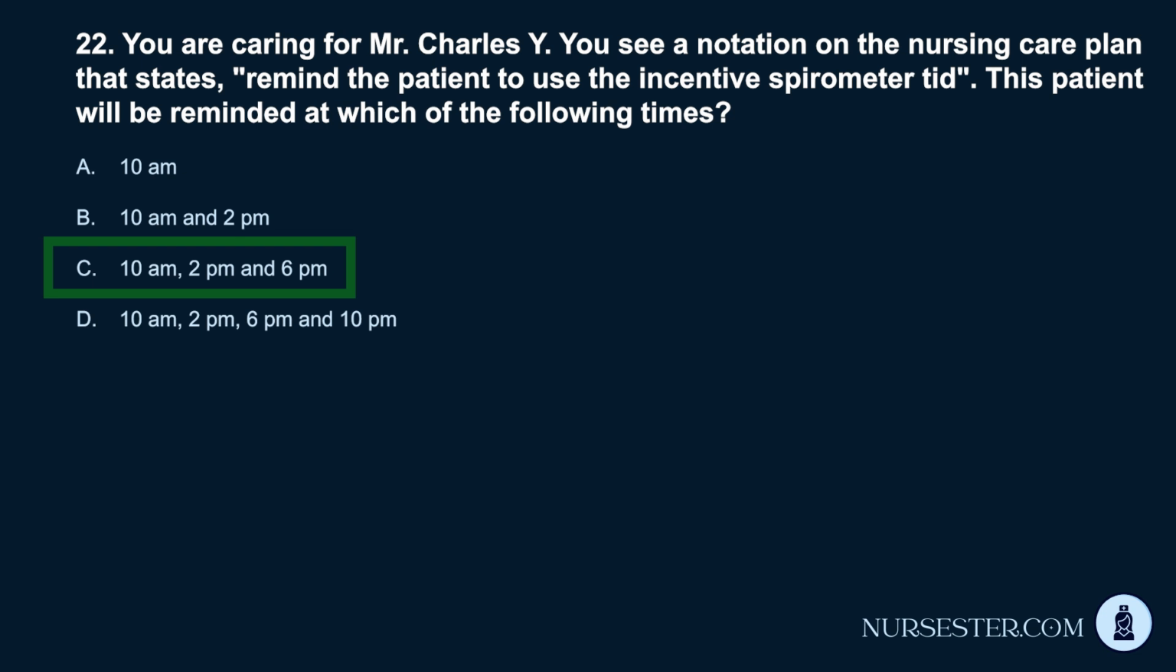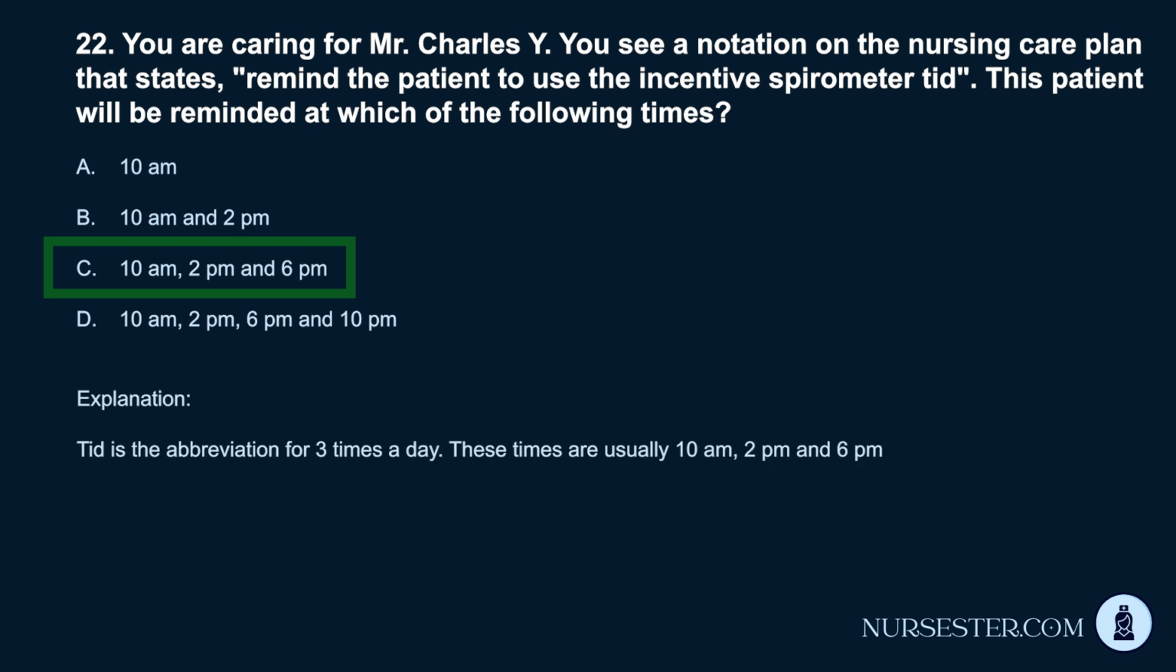10 a.m., 2 p.m. and 6 p.m. TID is the abbreviation for 3 times a day. These times are usually 10 a.m., 2 p.m. and 6 p.m.